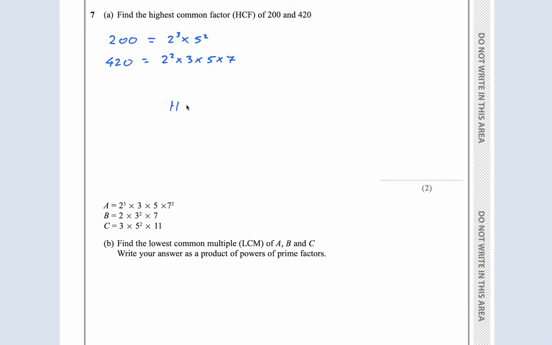So the highest common factor is equal to, so there's a 2 squared here and there's a 2 squared here. And I know there's a 2 cubed, but it's only the 2 squared that's common. And there's a 5 here and a 5 squared here, so there's a 5 that's common. So it's just 2 squared times 5, which is 4 times 5, which is 20. So the highest common factor is 20.